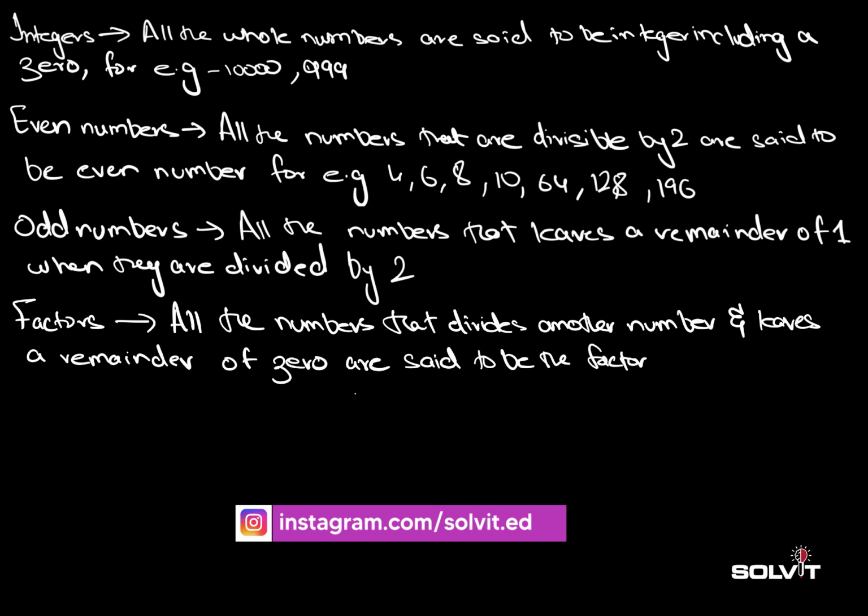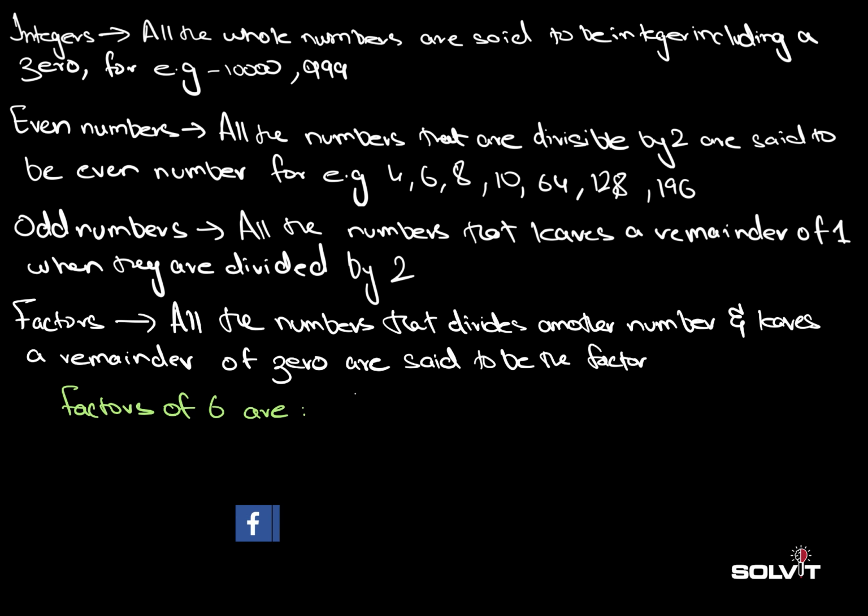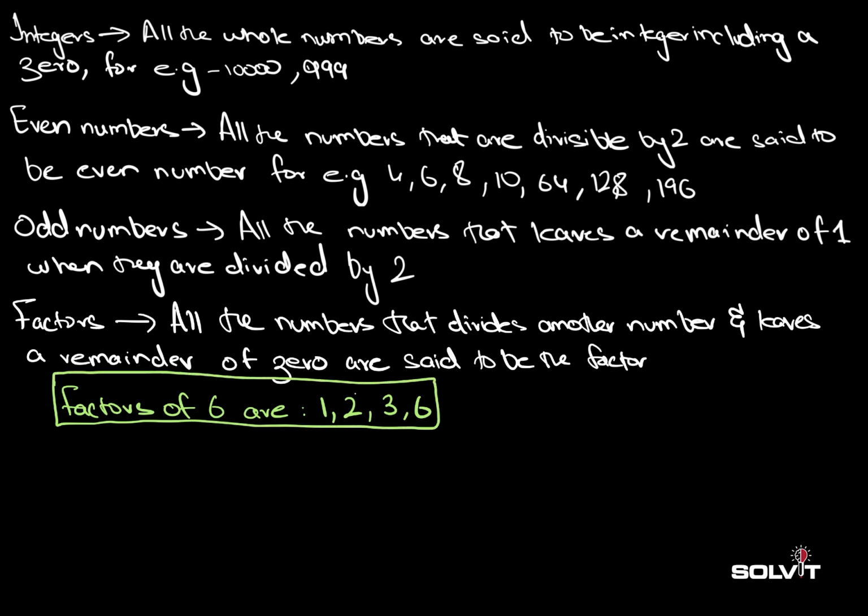So for example, the factors of 6 are, because 6 divided by 1 gives us a remainder of 0, that means 1, 2 also, 3 also, and 6 itself also. So the factors of 6 are these numbers. You can do that for any bigger number as well. Let's just do it for 60.